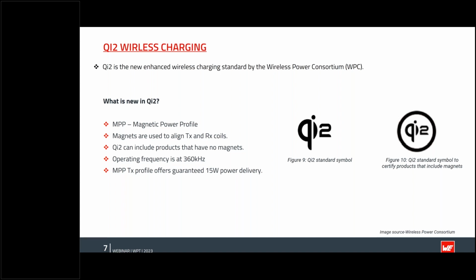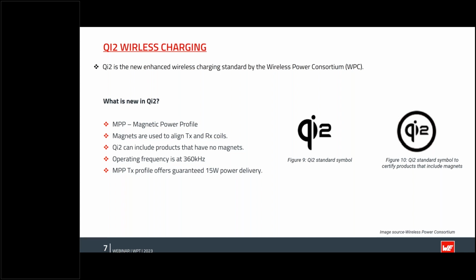And the MPP, or the magnetic power profile, offers guaranteed 15 watts power delivery. The symbols that you see on figures 9 and 10 are the symbols for the Qi 2 devices. And in the future, when you see these Qi 2 symbols on your devices, then you know that they are Qi 2 compliant. And this was about the Qi 2 wireless charging.